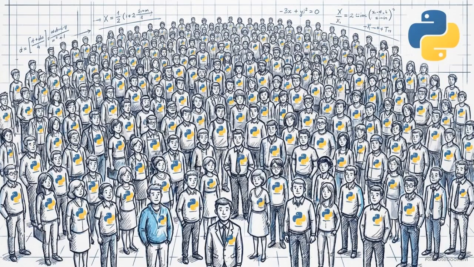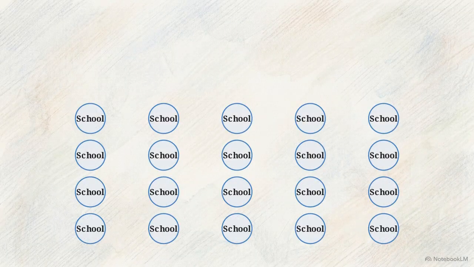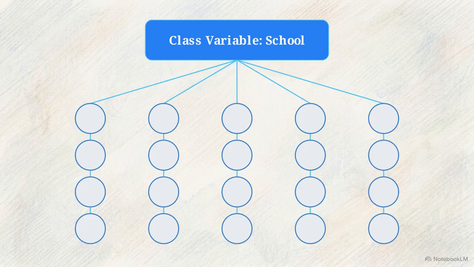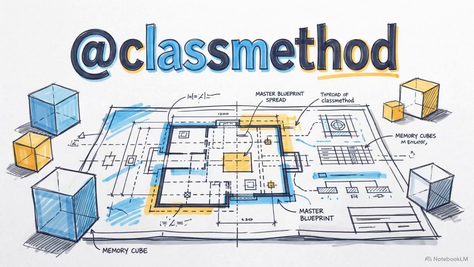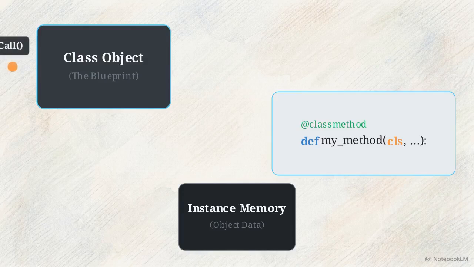Sometimes, logic applies to the entire group. If every student shares the same school name, storing that name inside every individual object is inefficient. We store it once as a class variable. The @classmethod decorator shifts the focus to the class blueprint itself, bypassing the individual student instances. In this flow, the execution path bypasses instance memory.